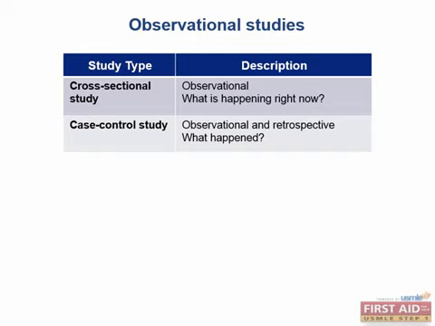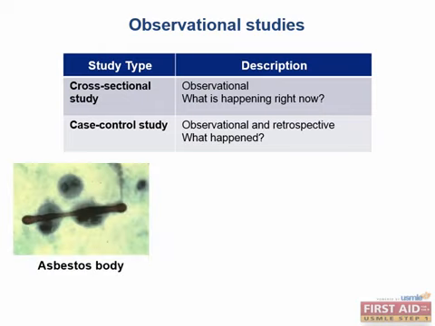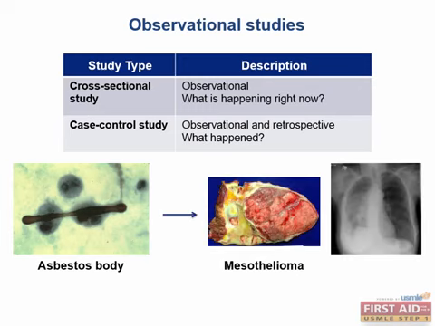So let's try to make this more concrete by using a specific example. Here we have an example of a case control study where we're looking at exposure to asbestos, which is a material found at construction sites and shipyards, and the development of mesothelioma.